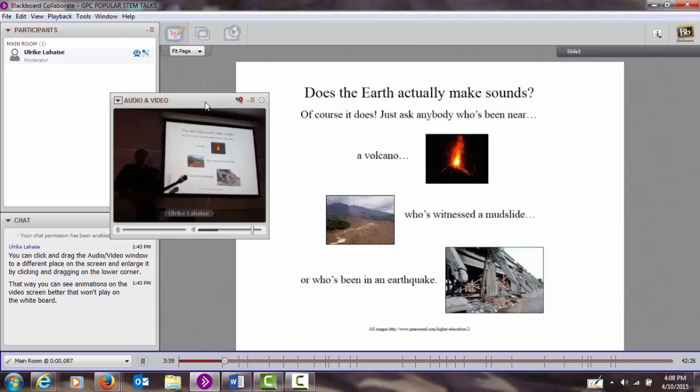Does the Earth make sounds? Yes, it does. I mean, have you ever been to a quarry? You hear rocks drop, smash into each other? Have you ever been near a volcano? I haven't. I really want to.